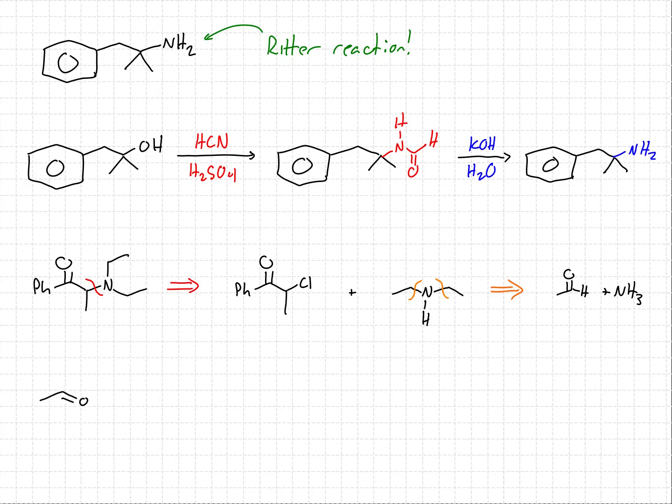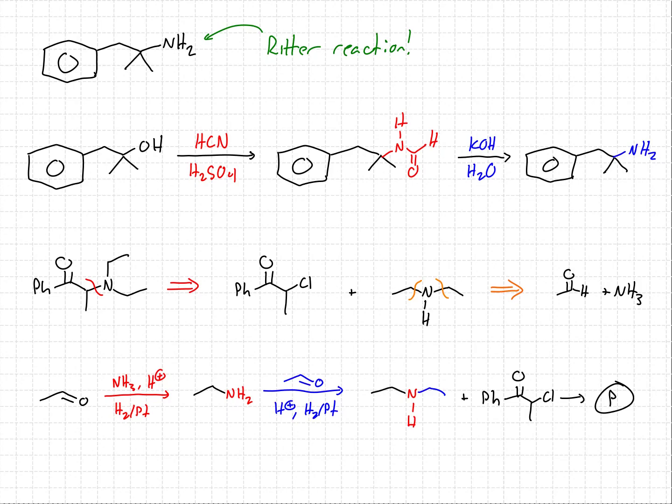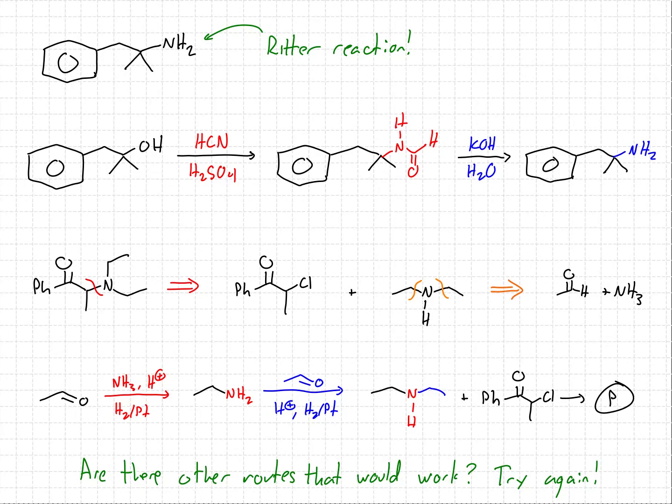So we would start with this 2-carbon aldehyde, perform reductive amination to get ethylamine, do a second round to produce diethylamine, then add diethylamine with our alpha haloketone to get our product. Take a look at both of these and try to figure out if there are any other routes that could possibly work to prepare them.